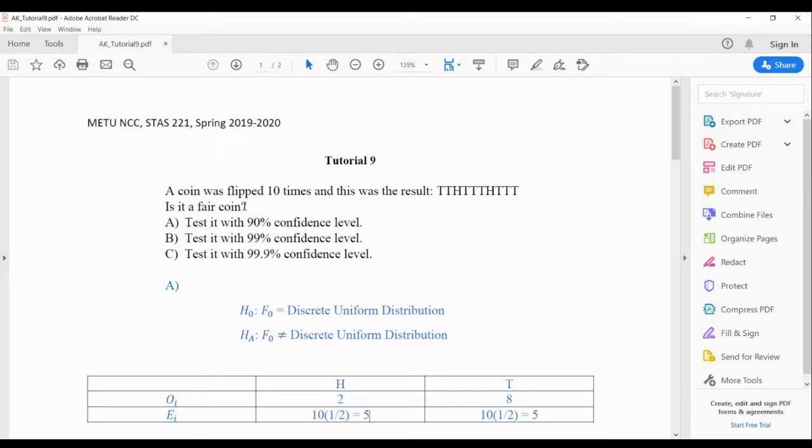A coin was flipped 10 times and this was the result. We have 2 heads and 8 tails. The question is: is it a fair coin? We want to test it with different confidence levels.